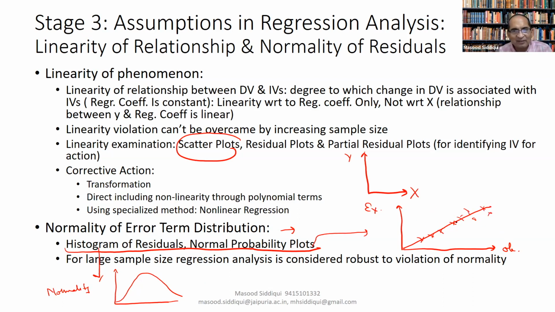If they are much deviated from these two concepts, meaning they are not following the bell shape or they are not lying on the straight line, then we can say that it is non-normal in nature. So these two assumptions have been checked.